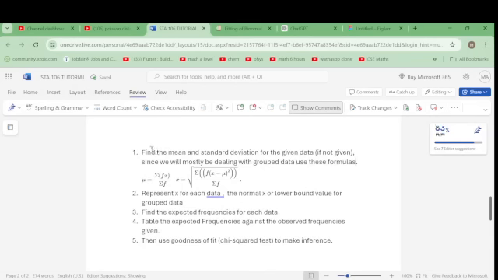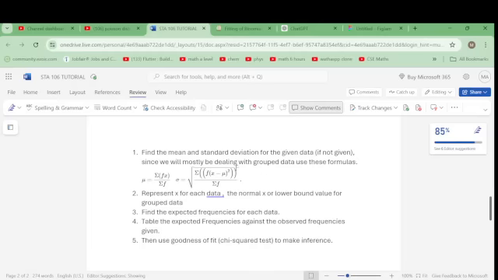What are the 4 steps? Number one, find the mean and standard deviation for the given data if not given. In most questions, the lecturer will already give you the mean and the standard deviation, the sigma, for all the given data. Since we will mostly be dealing with grouped data, you will be using this formula. They will give you the frequencies already.